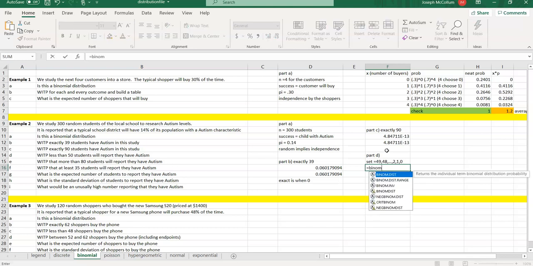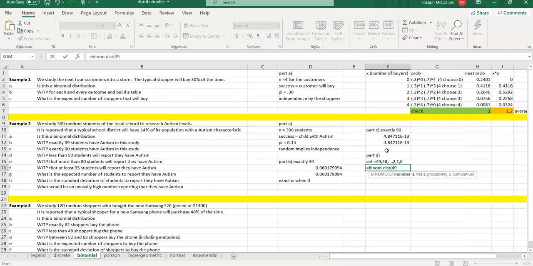The best way to attack this problem is the binom.dist, and use the fourth identity here, the cumulative. Notice in the previous two, B and C, I wanted it exactly. Exactly means I don't want to count down. I want exactly 39, and that's why I put a 0 in there. I want exactly 90, and that's why the fourth element was 0. When I want less than, I want it to count down. Notice my set is 49 down to 0.